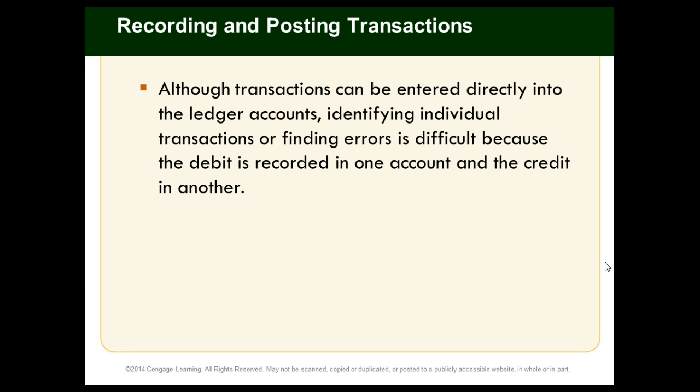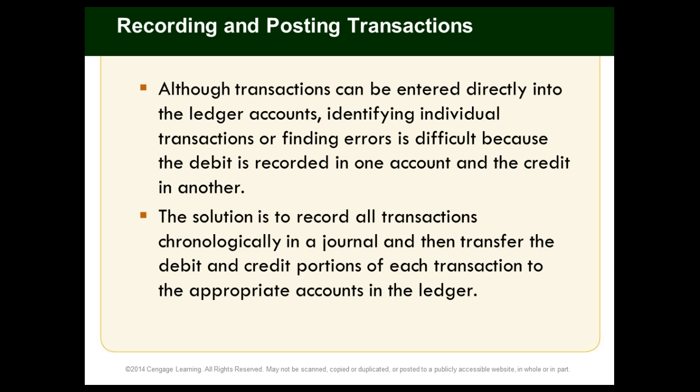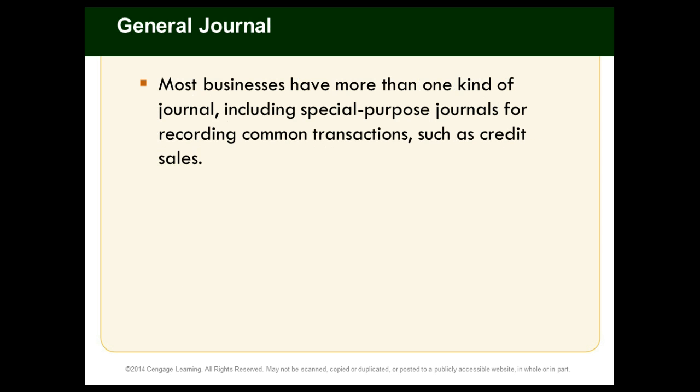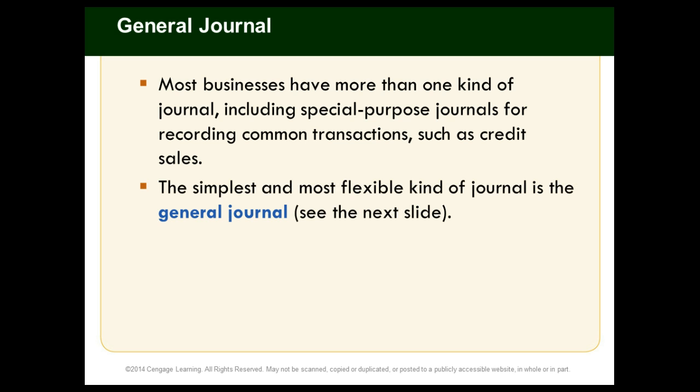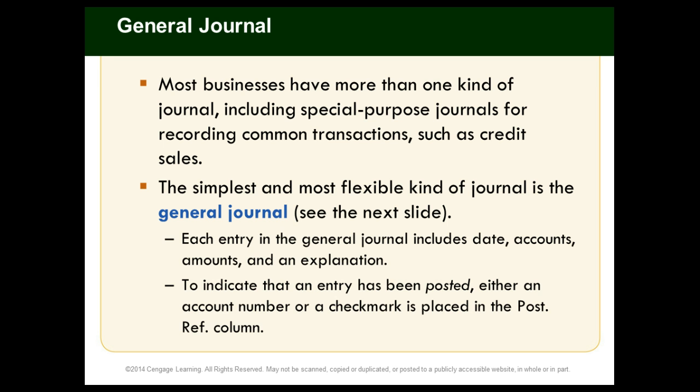So, other transactions can be entered directly into the ledger. Identifying individual transactions or finding errors is difficult. Basically, we're going to go through now how we record the transactions and then post them. We generally put these into a general journal. The gist here is that oftentimes companies have special journals to show certain types of transactions. So at the end of the month, instead of putting each transaction in separately, they can total all the transactions and do one lump sum. But for simplistic purposes, we're just going to see how it really happens here.